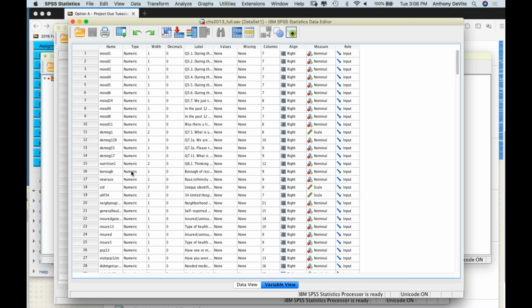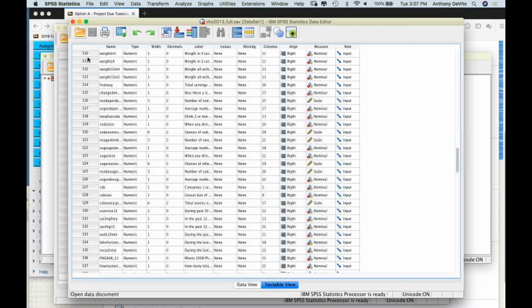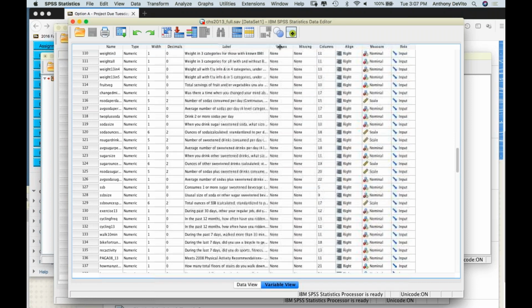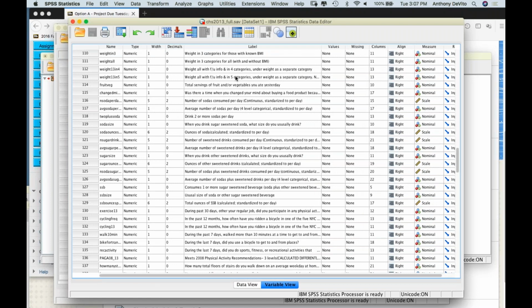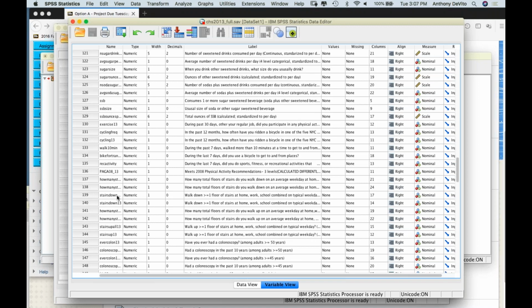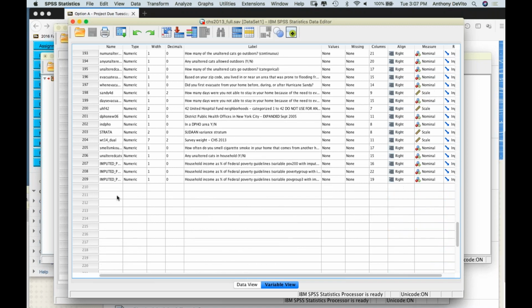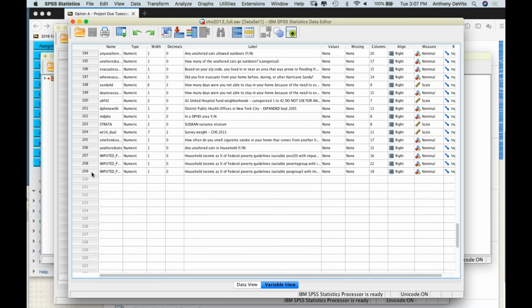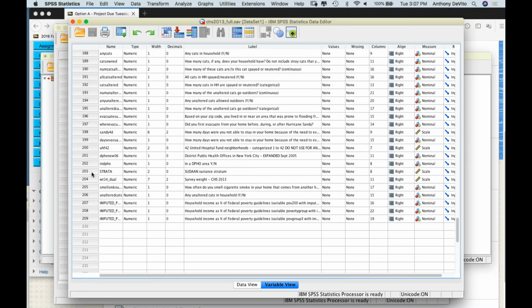I'm going to go into the variables view. Here is the variable name, and you have the variable label. The variable label is the question that they asked. So this soda size, when you drink sugar sweetened soda, what size do you usually drink? Sounds like a numerical variable. There's 209 questions, 209 variables in here, right?